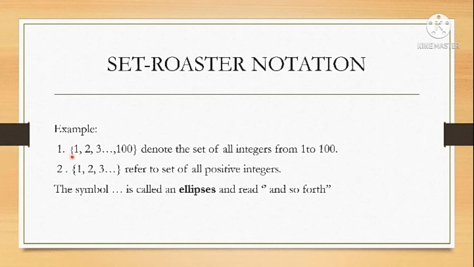The elements 1, 2, 3, and so on to 100 denote the set of all the integers from 1 to 100. This notation is used to describe a very large set. And the elements 1, 2, 3, and so on refer to the set of all positive integers. The symbol like this is called an ellipsis and stands for and so forth.